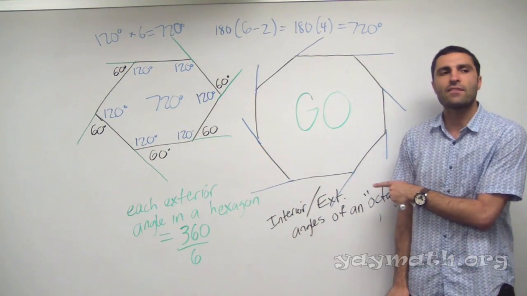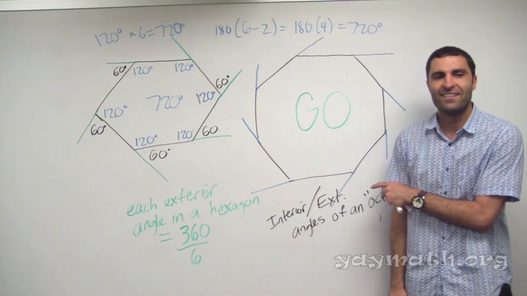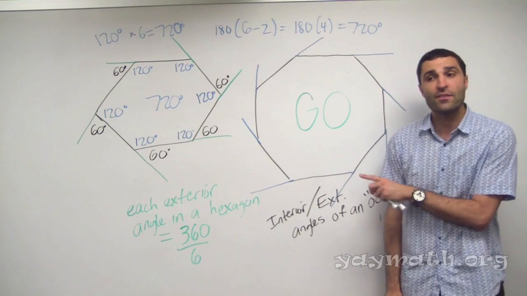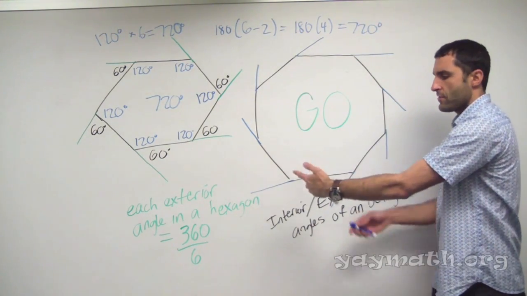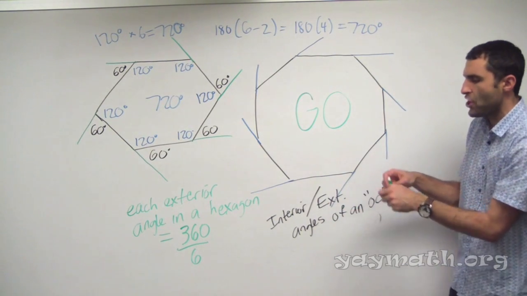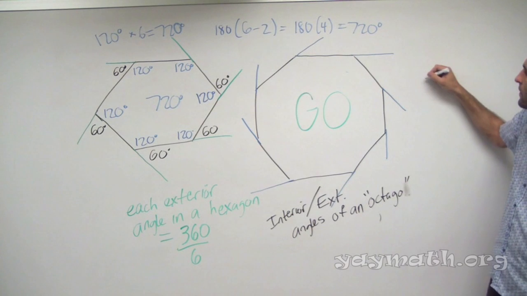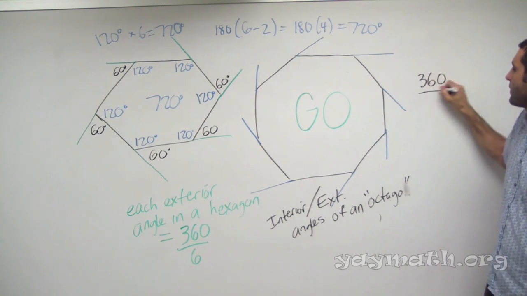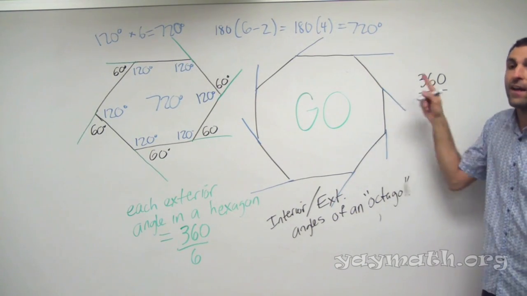How many total outside angles do we have here? 10. 8. 8, my bad. I got confused. It's okay to make mistakes. So yes, there are 8 outside angles. How do we get what each is? 360 divided by 8? Are we comfortable with that? Do you agree there's 8 outside and they add up to 360?